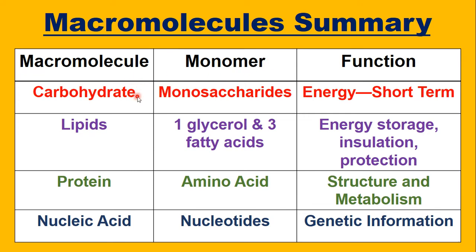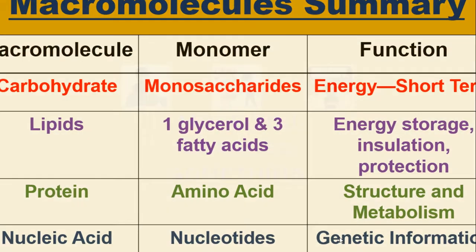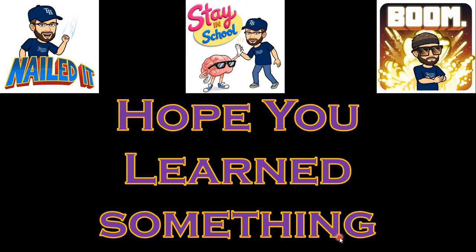Macromolecule, carbohydrate. The monomer is monosaccharide, 1 sugar, and its function is energy, short-term energy. Lipids. Its monomer is 1 glycerol and 3 fatty acids, and it is there for energy storage or long-term energy, insulation, and protection. Protein. Protein's monomer is amino acid and it is there for structure and metabolism. Nucleic acids, its monomer is nucleotides and it is there for your genetic information, your DNA, your RNA. And this is all the macromolecules.